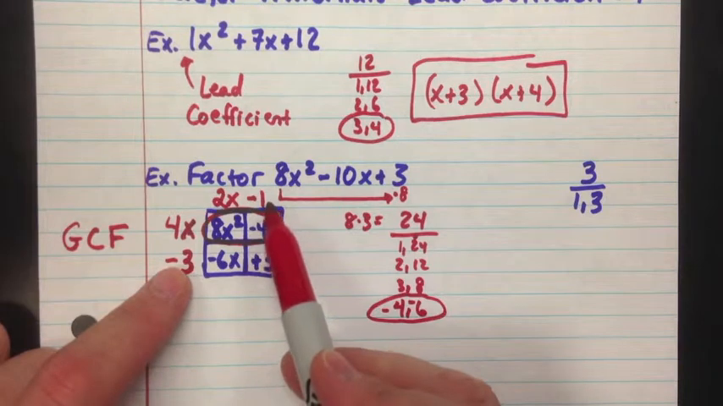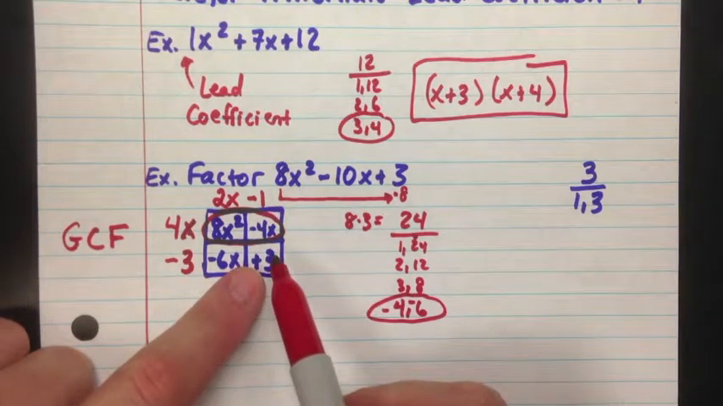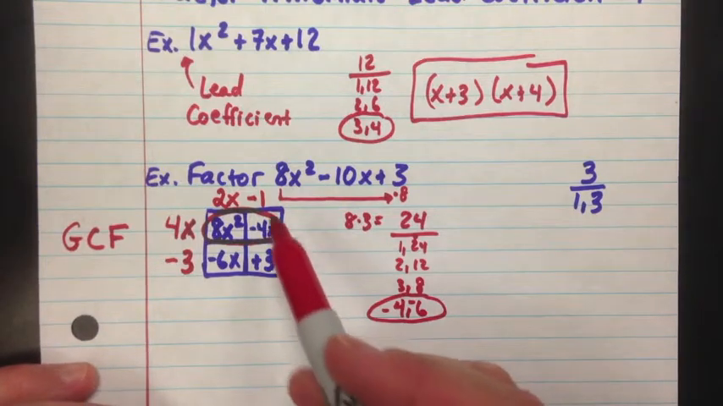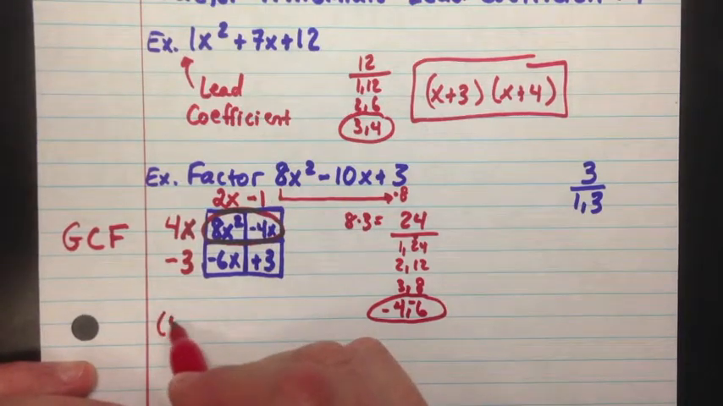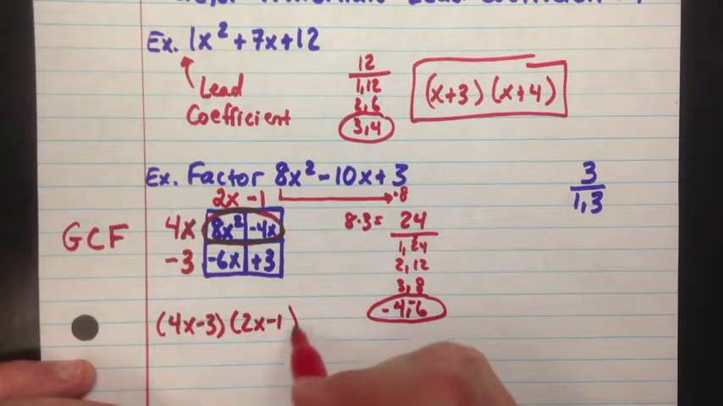Now to check it, how about negative 3 times negative 1? Does it give me the right constant, positive 3? Yes. So my factor pattern is 4x minus 3 times 2x minus 1.